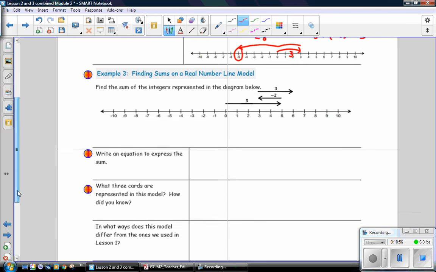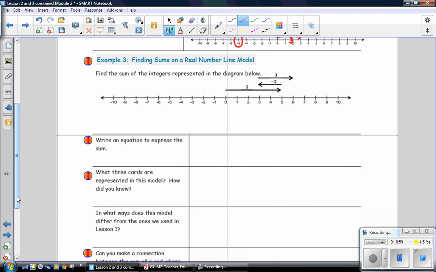In example 3, find the sum of the integers represented in the diagram below. So we notice that we're starting at 0 as we do, and we go in the positive direction 5, then we add a negative 2, and then we add a positive 3. Write an equation to express the sum, and the answer is 5 plus negative 2 plus 3. And the final position is the sum of those numbers, and the sum is 6.